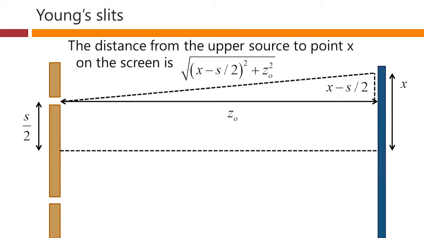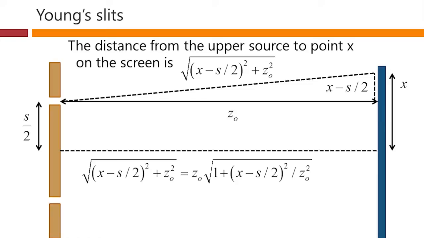Now, we can use Pythagoras' theorem to calculate the distance from this upper source, this upper slit, to the point x. It's simply, we take the square of this distance, we take the square of this, we add them together, and we take the square root. And that gives us the length of this line here, that distance.